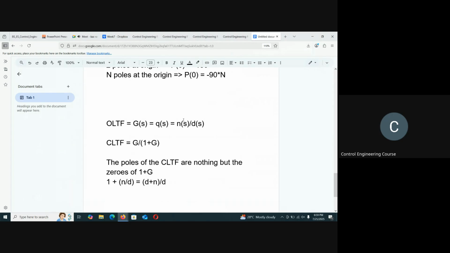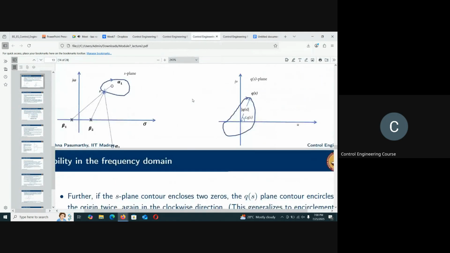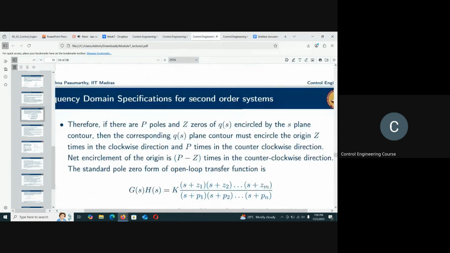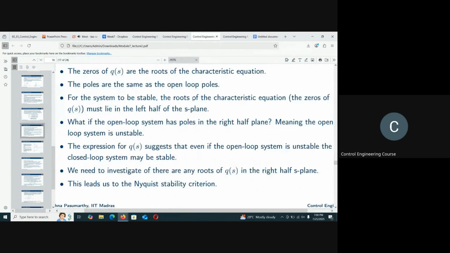Correct? Correct? Correct? Hello. See, this is a very important point. That's why I'm asking again and again. Okay, wait.